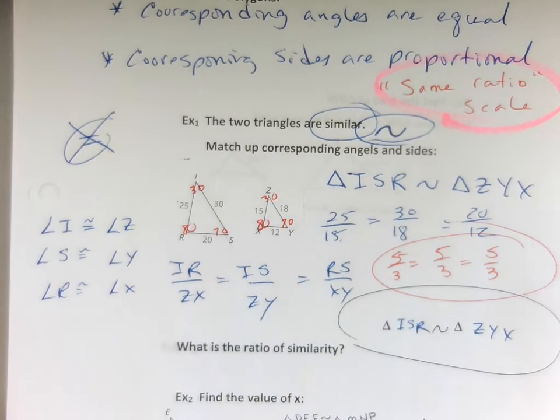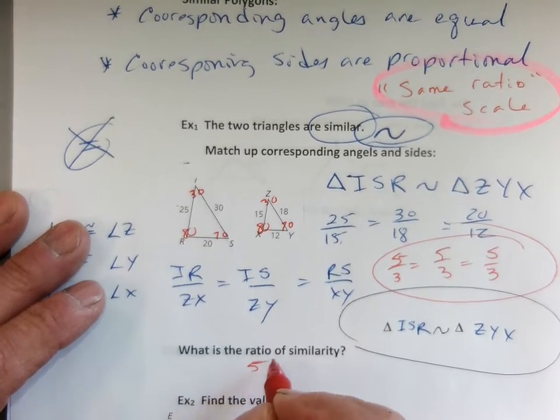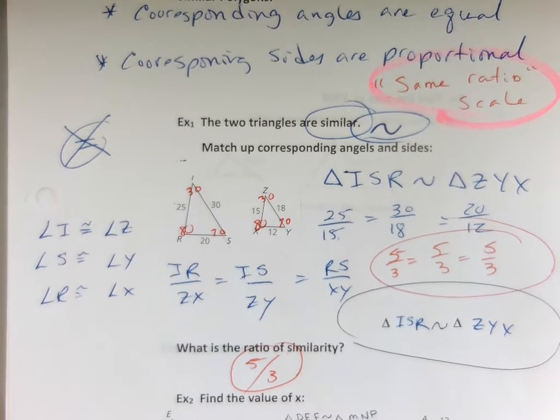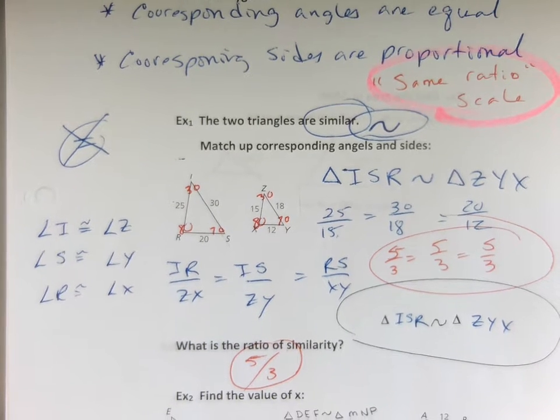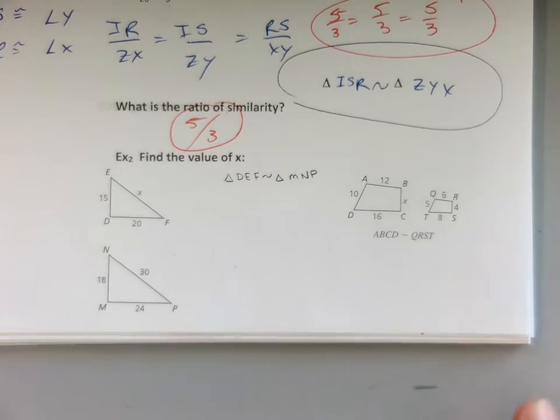So I'd say, what is the ratio? 5/3, right? What's the ratio? 5/3. The ratio is 5/3. Okay. So what's the ratio of similarity? 5/3. Thumbs up? It's not that hard, right? You guys agree? Okay, example 2.